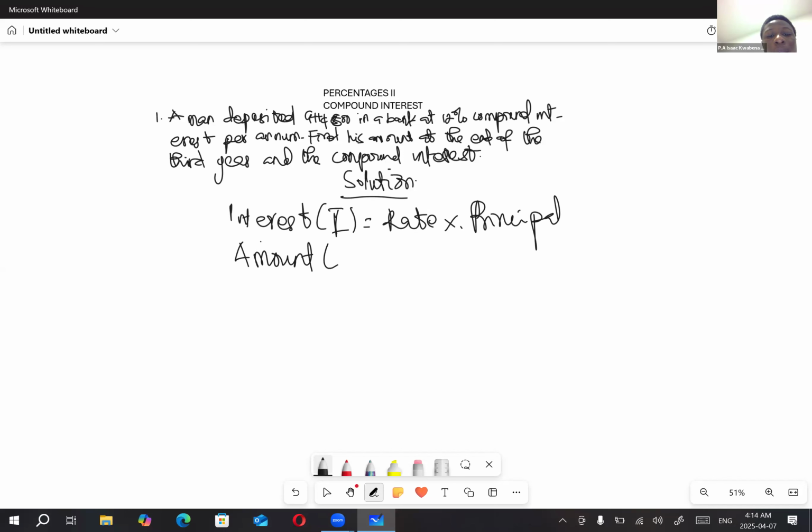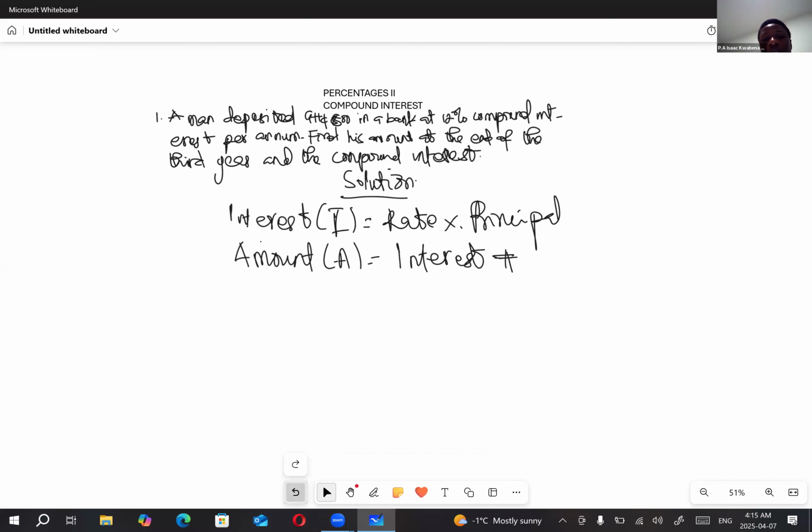So you and I know that to calculate for amount, amount is equal to the interest plus the new principal. Okay, let me just write interest plus immediate principal.